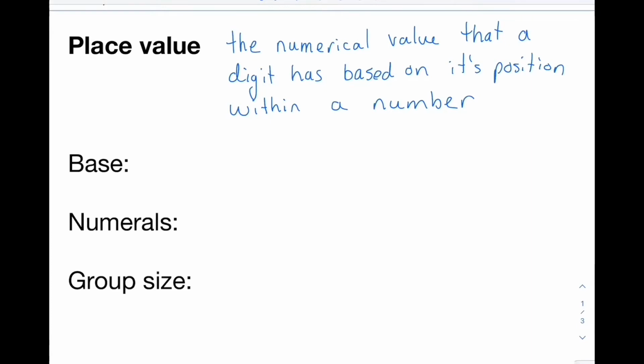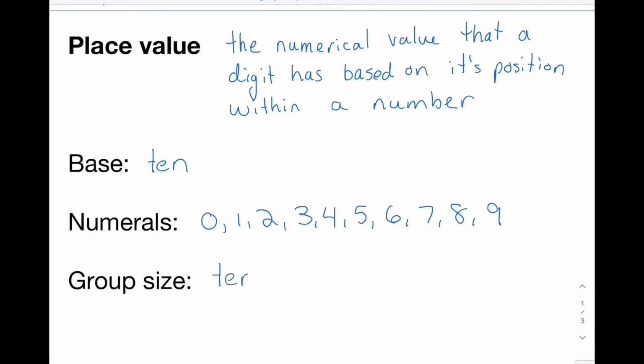Having a strong understanding of place value is key to understanding much of the mathematics that we teach in elementary school. Let's start with our own base 10 number system. So we're base 10, and we think about the symbols that we're allowed to use. There are 10 symbols starting with 0. In our base 10 number system, it's really important to know that we're working with a group size of 10.